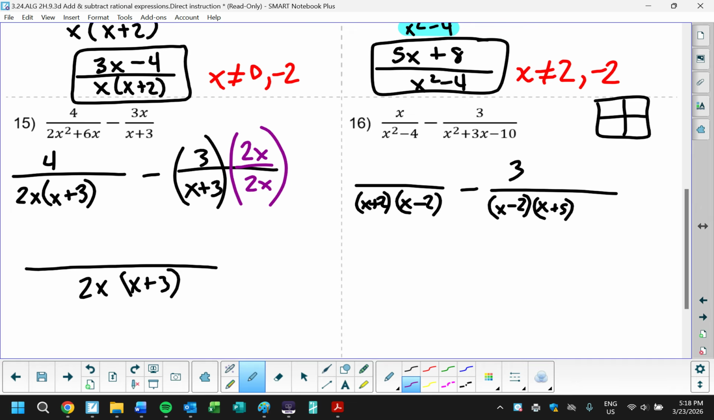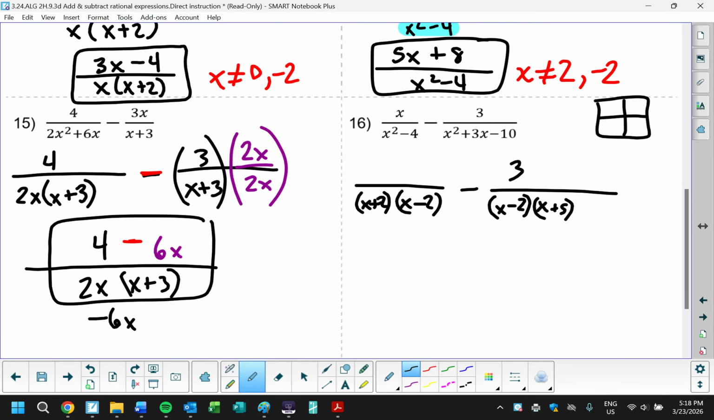Well, then we better be fair to the numerator. So 3 sets of 2x is going to be 6x. Don't forget, we are subtracting that quantity from 4. Got to be honest, some people are going to leave it as that. I'm going to rewrite it in standard form, negative 6x and a positive 4 over the product of 2x and x plus 3.